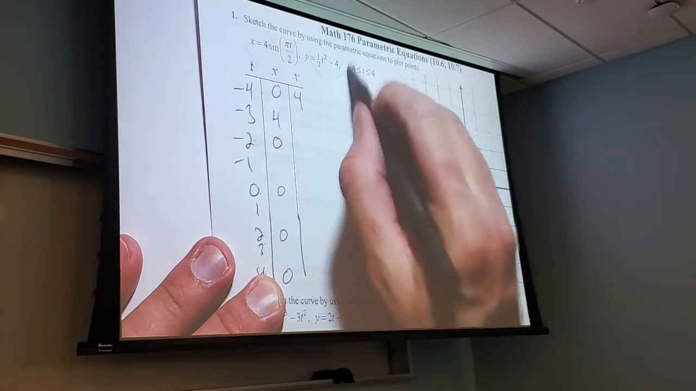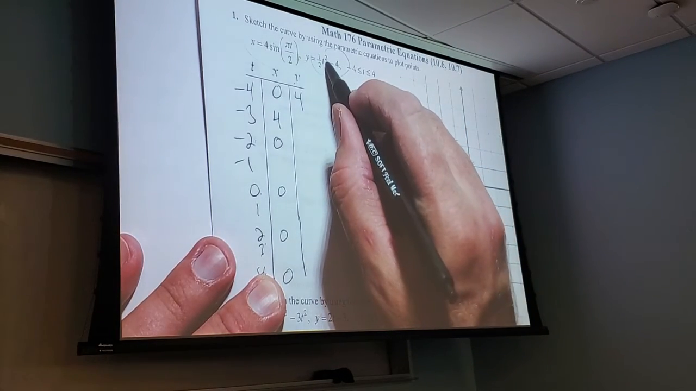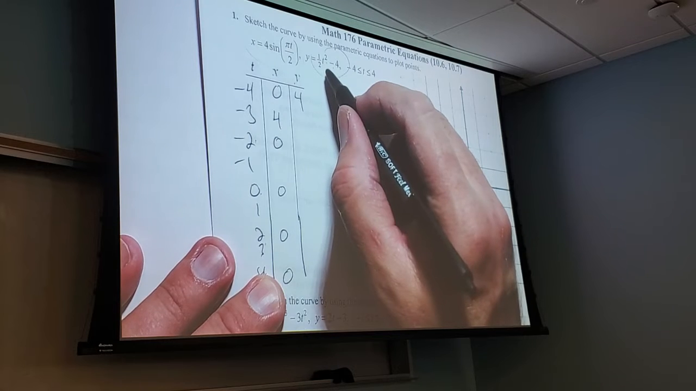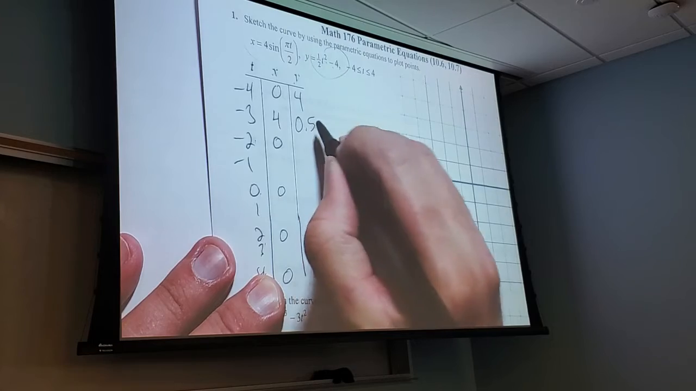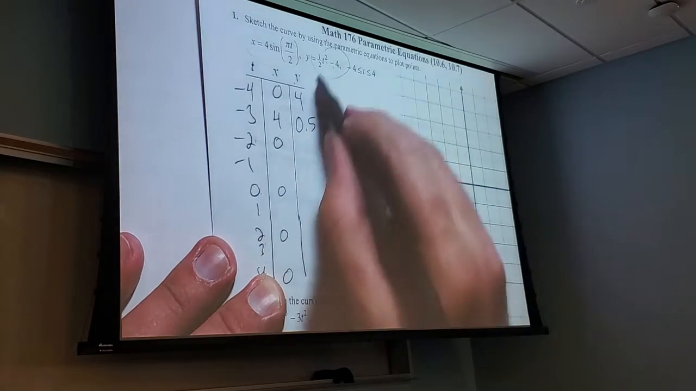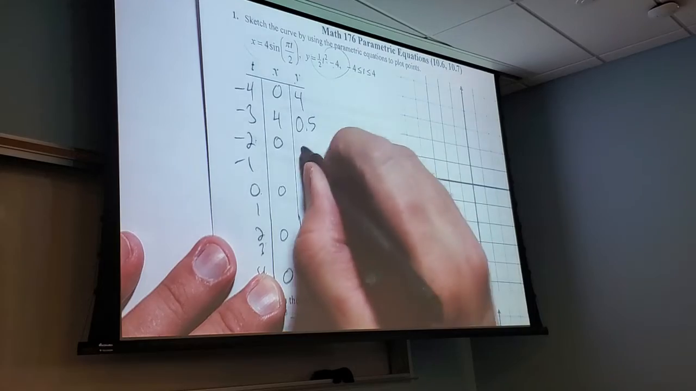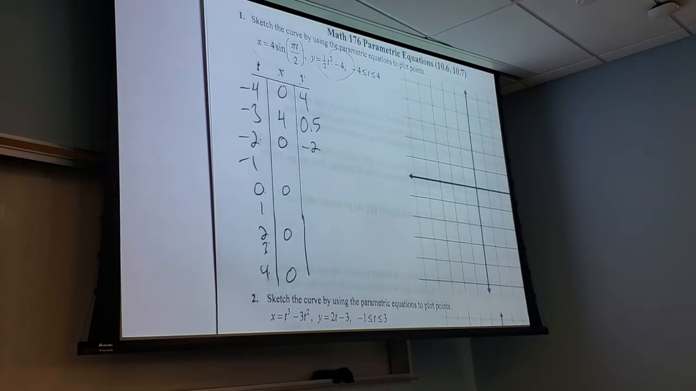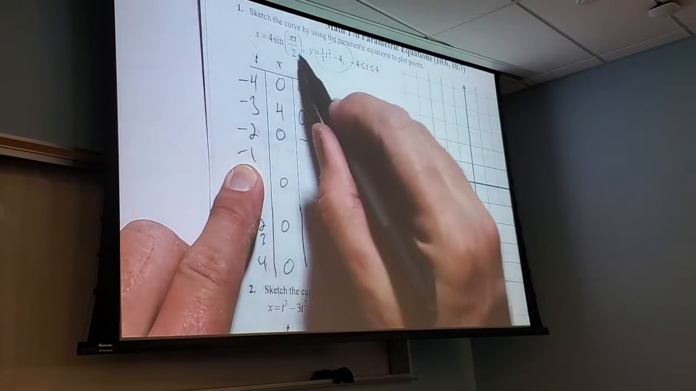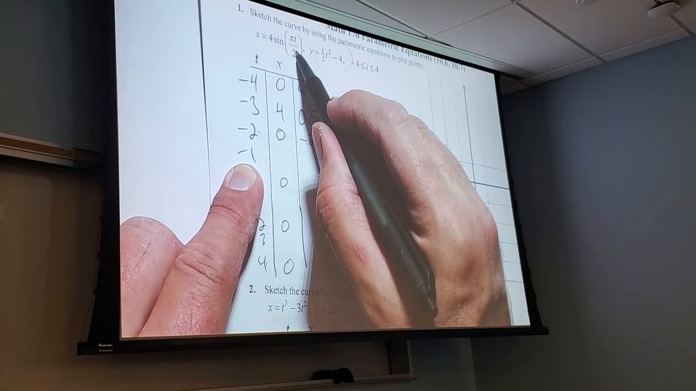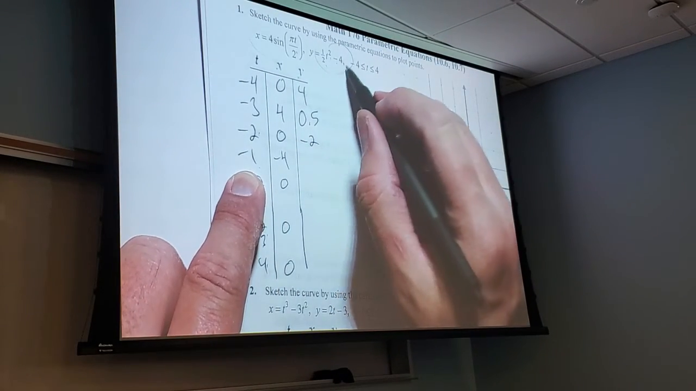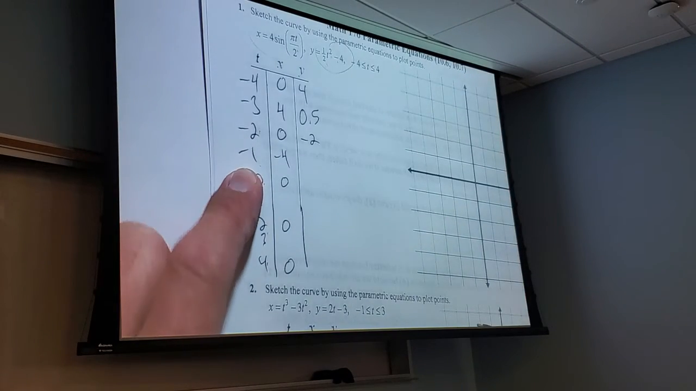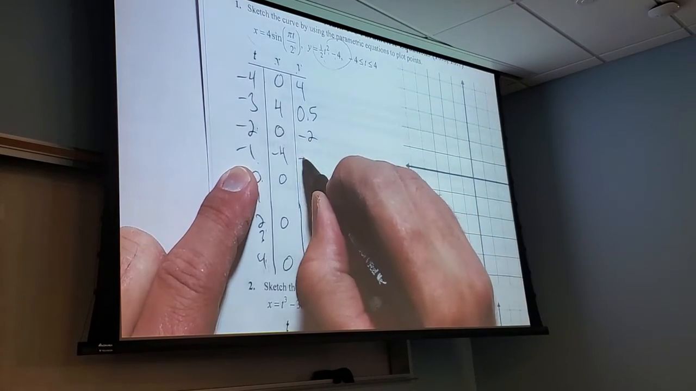If I put a negative 3 in here, I get 1/2 of 9 minus 4. 1/2 of 9 is 4.5. Minus 4 is 0.5. And you keep going. 1/2 of 4 is 2 minus 4 is negative 2. What is sine of negative pi over 2? Negative 1. Negative 1 times 4 is negative 4. 1/2 of 1 is 1/2 minus 4 is negative 3.5, right?